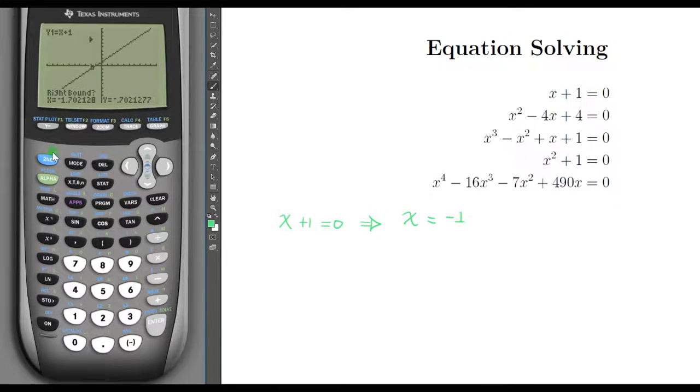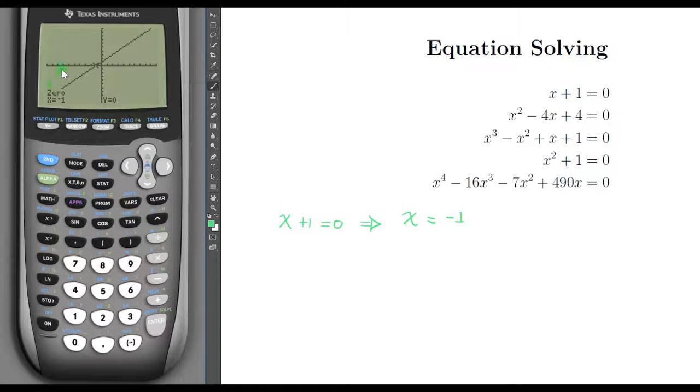Now it's asking for the right bound. So choose to the right of the zero, press enter. And then it's asking for a guess. You press enter, and boom, there it is: x equal to -1, y equals 0. So that's the second method to solve equations.